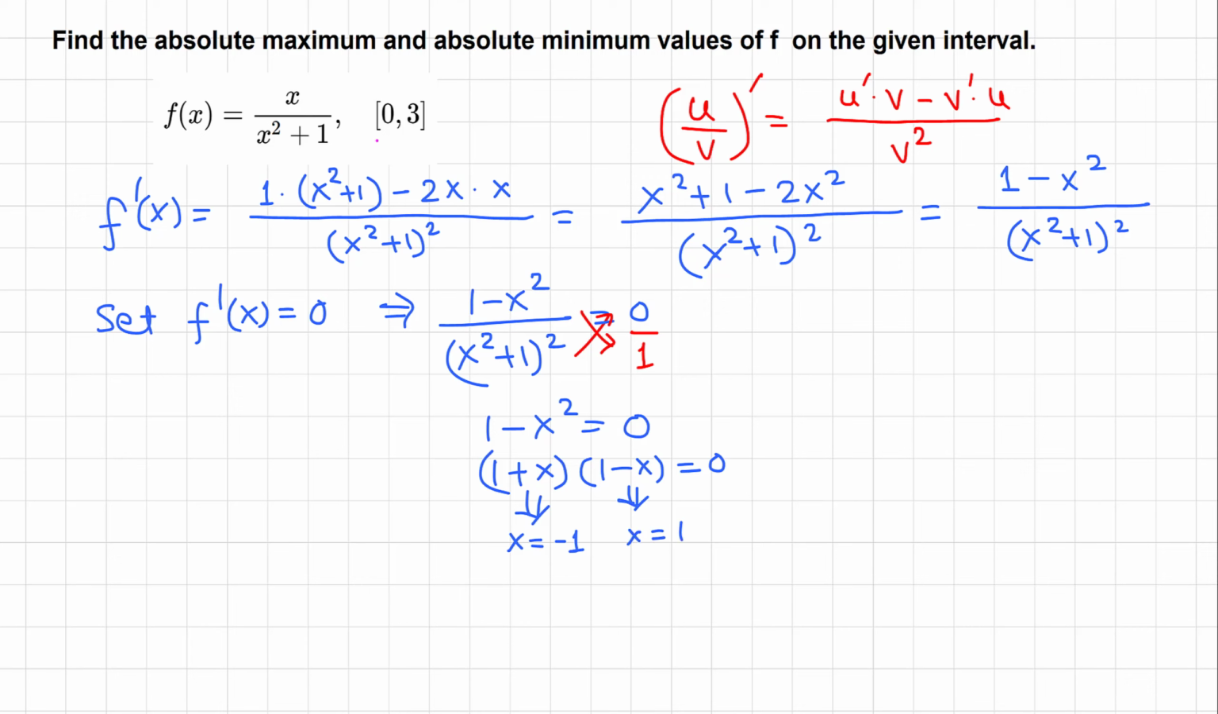But our interval is between 0 and 3. Okay, here is 0, let's say this is 3. So we need to evaluate the function at these endpoints and at any critical number that is inside here. Negative 1 and 1. Negative 1 is outside, so we will disregard this. 1, yes, we will take that. So finally, the last thing we need to do is evaluate this function at these 3 points: endpoints 0, 3 and the critical number inside.